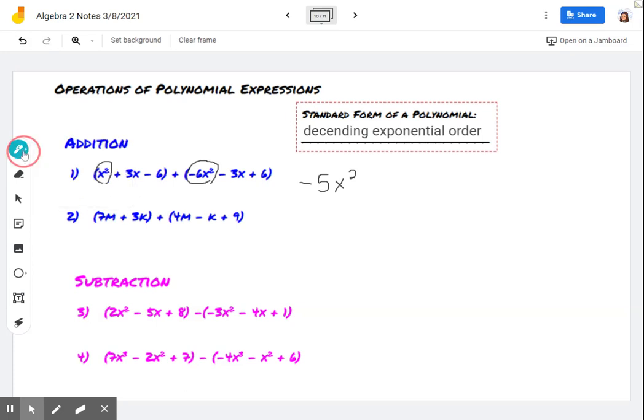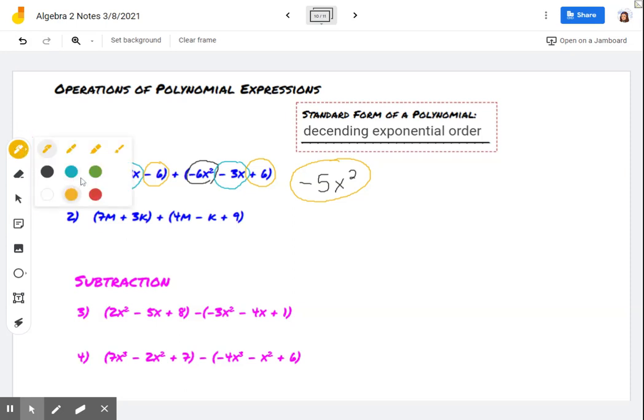My next term will be my linear term. So 3x plus negative x is actually just going to cancel itself out, so I can't write anything down. And same idea, if I look forward to my constant terms, negative 6 and positive 6 are also going to cancel each other out. So here, if I added these two polynomials together, I'm going to get negative 5x squared. So my answer is actually just a quadratic monomial.